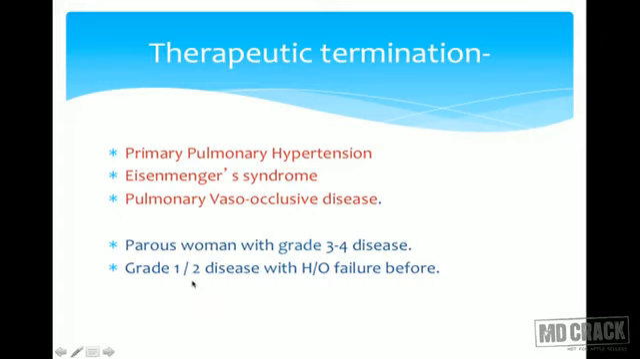Grade 1 or 2 disease, NYHA classification, but if they have a history of failure before, then again their risk increases in pregnancy. You can again advise them termination if they are pregnant.